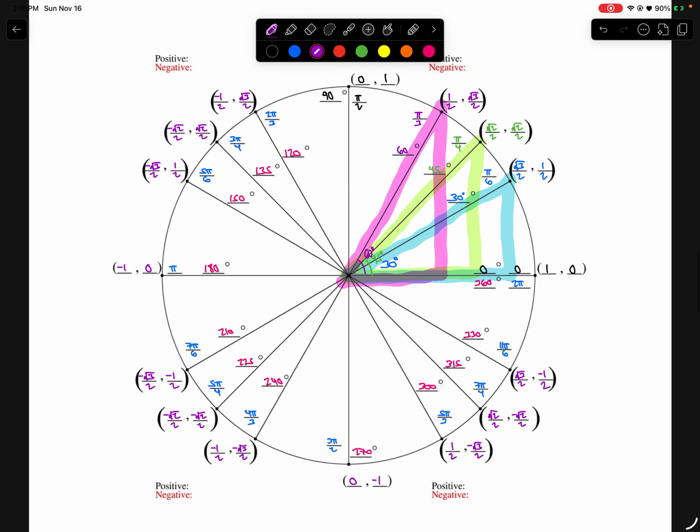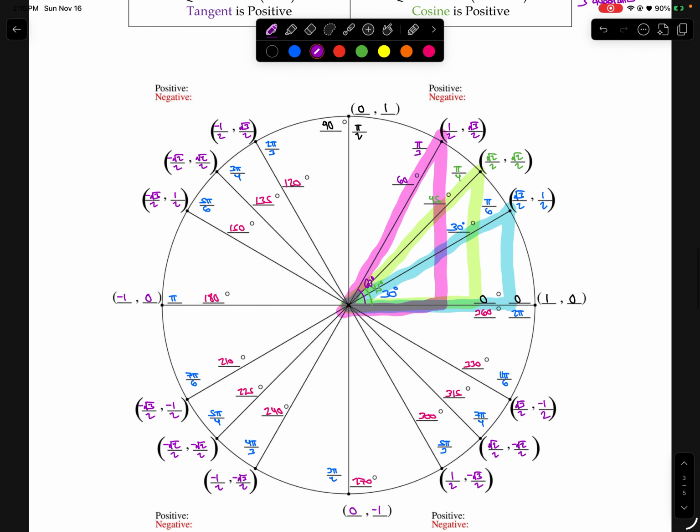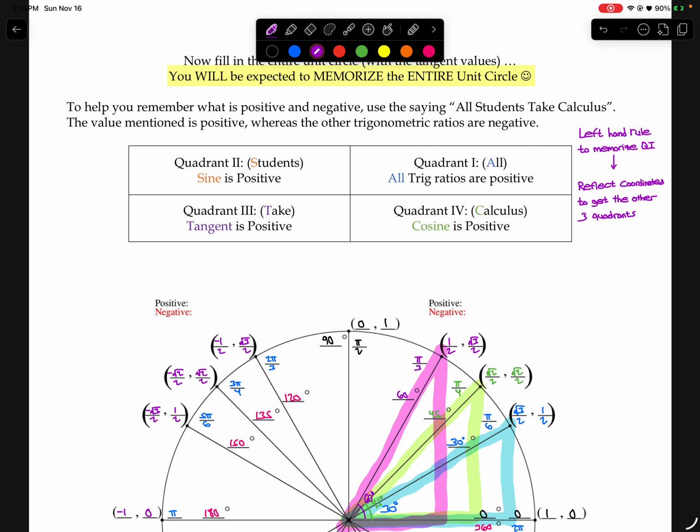And there you have it. There's your first unit circle. You are going to be expected to memorize all these values. We're going to be using the unit circle religiously for the rest of the year, so memorizing it is going to happen faster than you think. But we're still missing part of the unit circle.